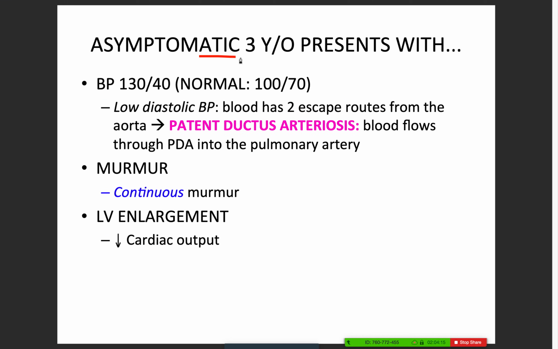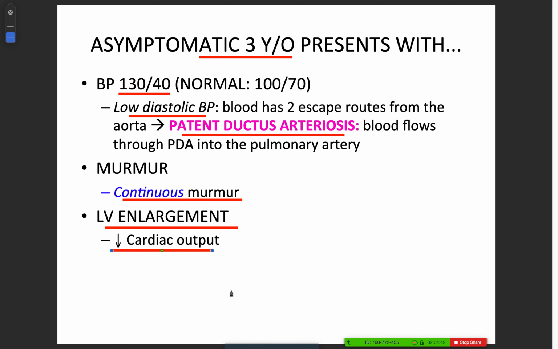Here we have an asymptomatic three-year-old presenting with blood pressure 130/40, so a little bit elevated systolic, low diastolic. And here, this is actually going to be due to a patent ductus arteriosus. The murmur that we hear here is a continuous murmur, that machine-like murmur, and we are going to have increased size of our left ventricle with a decreased cardiac output.